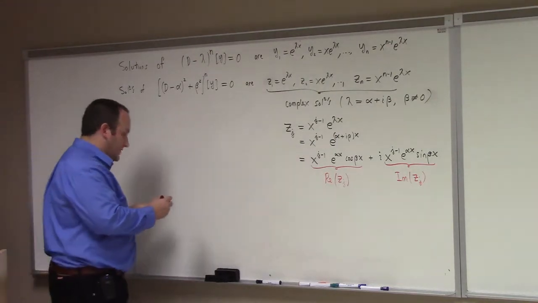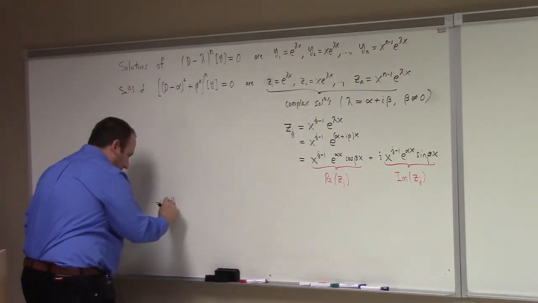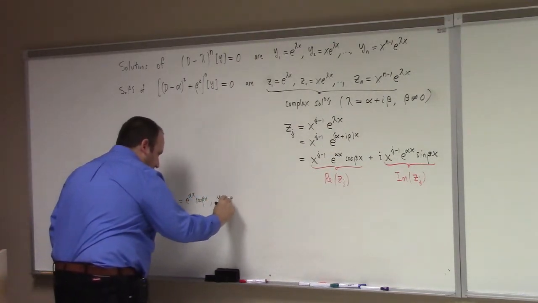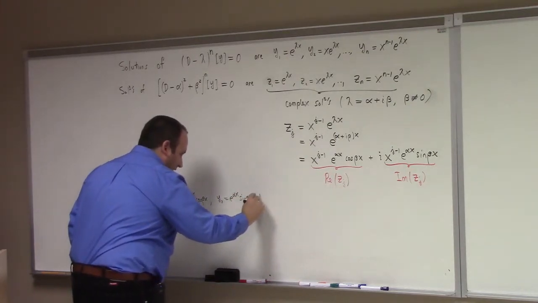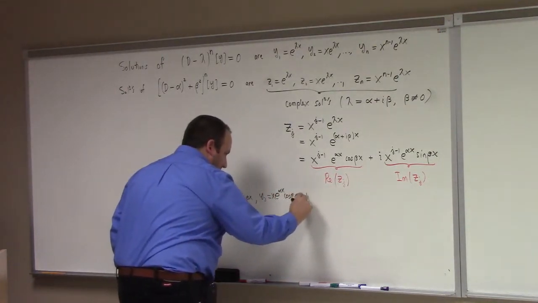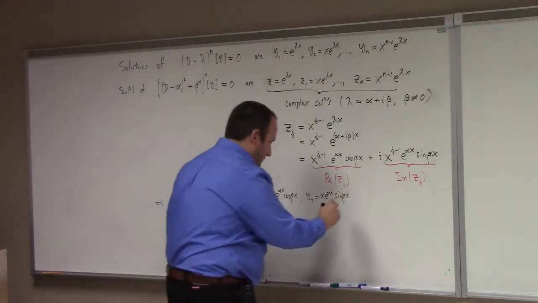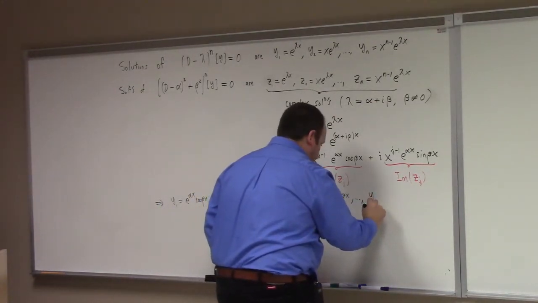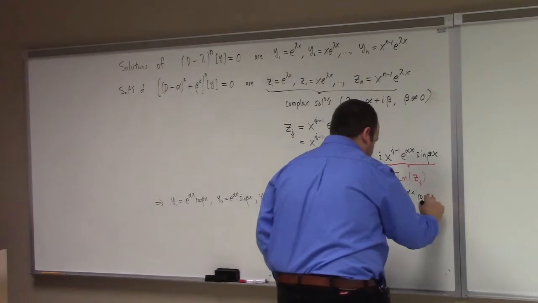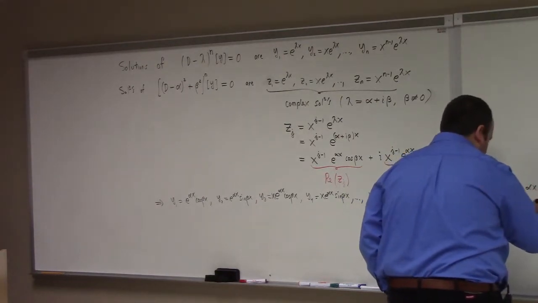What are the 2n real solutions in this case? The analog of this, so we get y1 is e to the alpha x cosine beta x, y2 is e to the alpha x sine beta x, y3 is x e to the alpha x cosine beta x, y4 is x e to the alpha x sine beta x. All right, you see where I'm going with this. And so forth and so on until finally we get to y(2n minus 1), which is x to the n minus 1 e to the alpha x cosine beta x. And then finally the 2nth solution, y2n, is x to the n minus 1 e to the alpha x sine beta x.